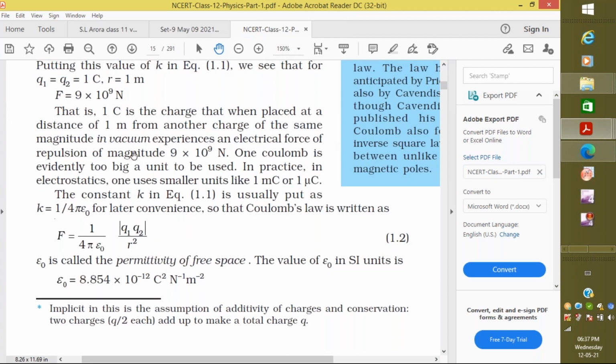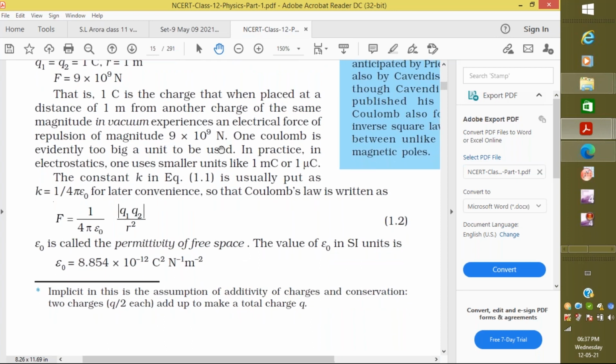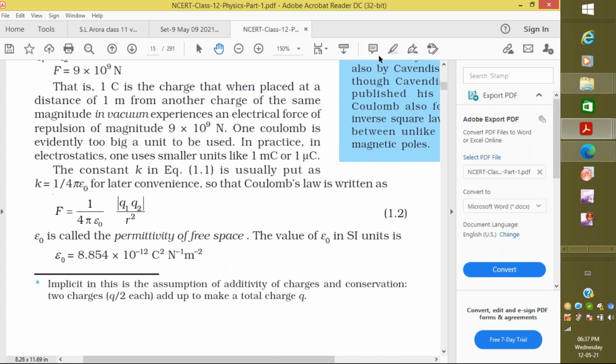See how the unit of the charge can be defined from Coulomb's law. One Coulomb is the charge that, when placed at a distance of 1 meter from another charge of the same magnitude in vacuum, experiences an electric force of repulsion of magnitude 9 into 10 to the power 9 Newton. So when the force of repulsion is 9 into 10 to the power 9, that much amount of charge is called 1 Coulomb.